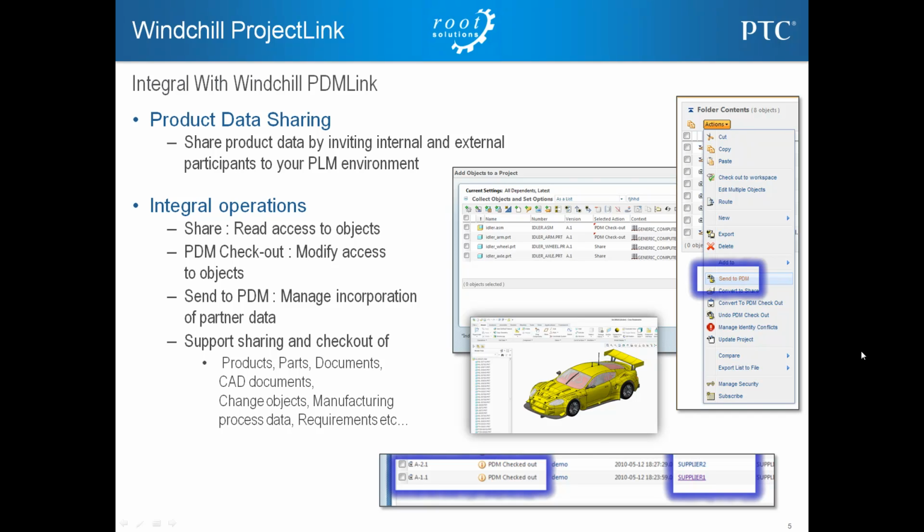So this brings us on to some of the integral operations that you will need to be aware of when you are sharing your information to ProjectLink. So sharing simply gives read access to these objects. It means that people can view them inside the visualization tools inside Creo View. They can interrogate them and have a good look around them, but what they can't do is modify them. If you check out to your project location, you will be giving them modification access to these objects.